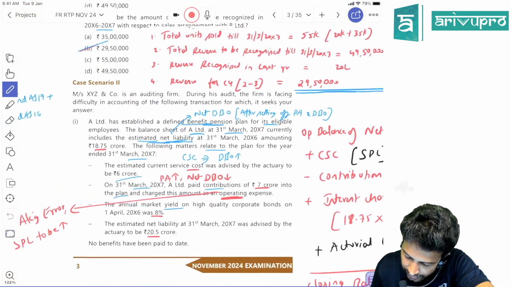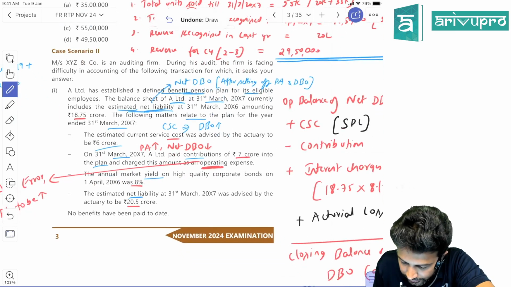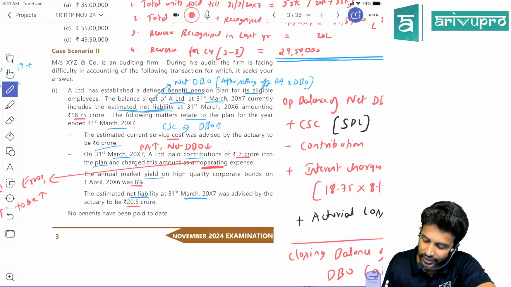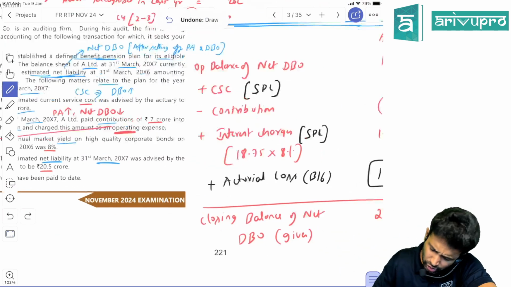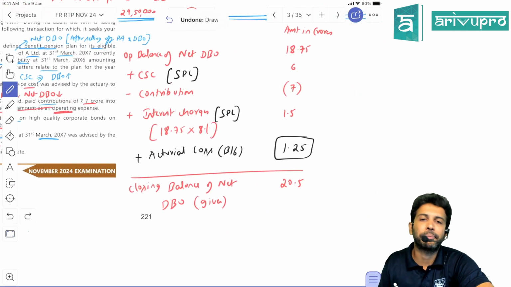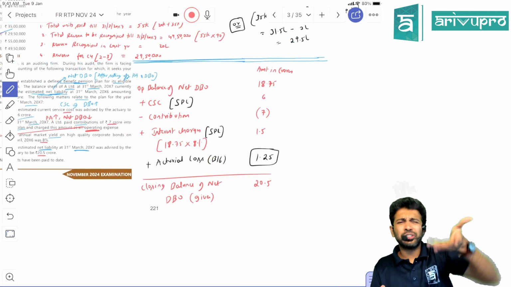Great. But one minute, hang on, maybe I think this is a mistake over here. I'll discuss this, maybe in the next one. Net liability on 31st March 20x7, advised by the actuary, is 20.5. This is the balance at the end of the year. So closing balance, they've given it to be 20.5. All right. So now through those only, what do we need to calculate? Actuarial gain or loss. Yes, no.